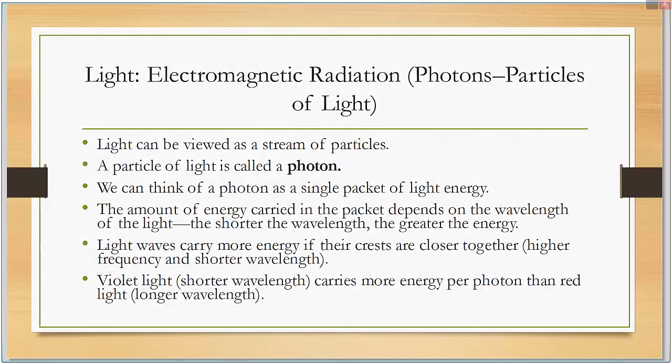Alright, so the light can be viewed as a stream of particles. It can also be called a photon. So remember the duality of light. We just saw it as a wave. Now we're looking at it as particles. So it has both the wave and the particle, which is the photon.